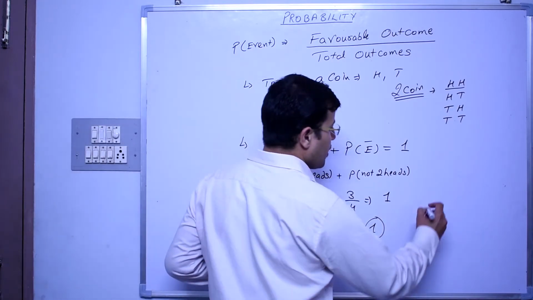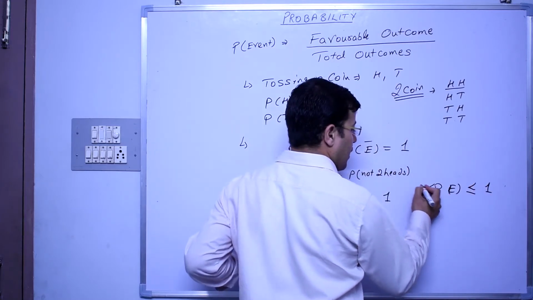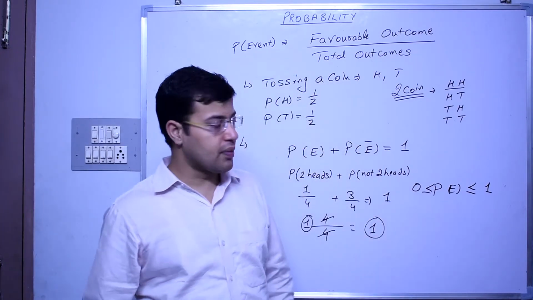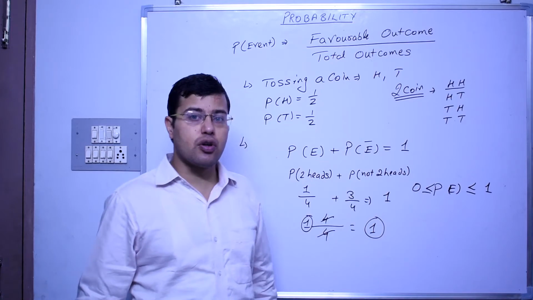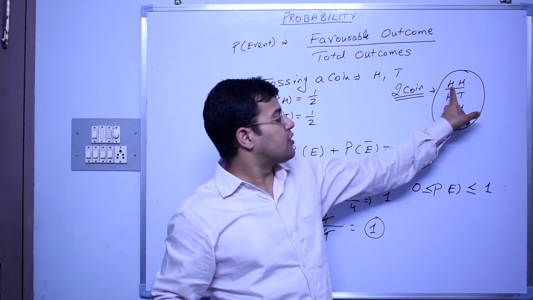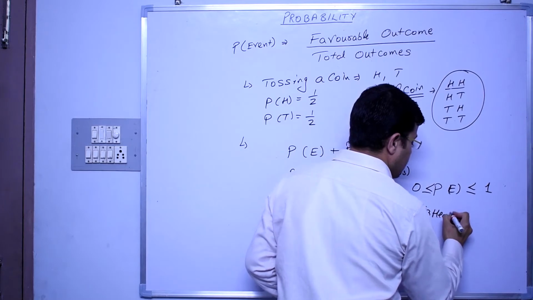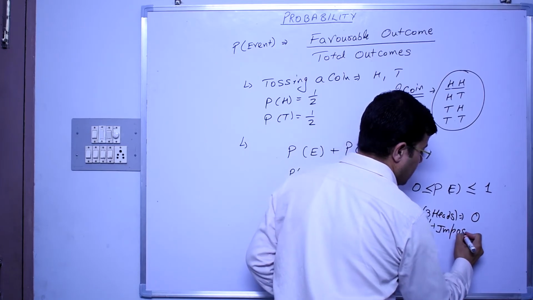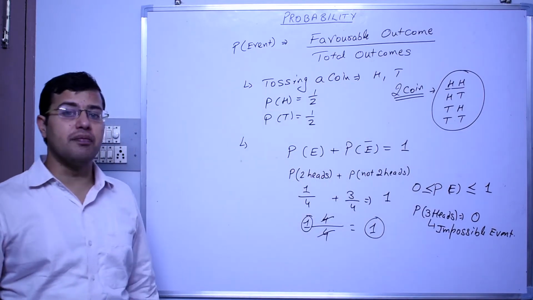So it says the probability of any event lies between 0 and 1. It can never exceed 1, it can never be less than 0. Now let's say I ask you the probability of getting 3 heads when 2 coins were tossed. I cannot have 3 heads in this case because the total outcome has only 2 coins. So the probability of getting 3 heads becomes 0. Such an event will be known as an impossible event.